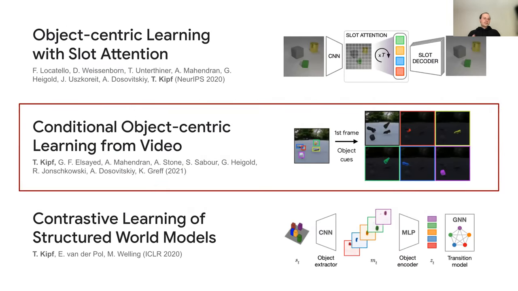So that was just a very quick run through this paper. And in the remaining time, I want to move on to a follow-up we've worked on over the past year, but it just came out, which is called Conditional Object-Centric Learning from Video. Also, again, with a lot of colleagues from the brain team at Google, but also robotics at Google.